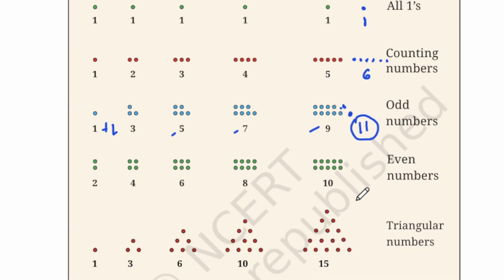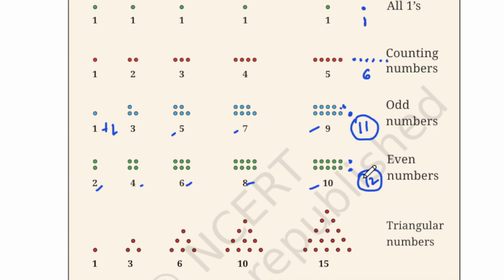So the next is even numbers. Even numbers are numbers which are divisible by 2. So we have 2, 4, 6, 8 and 10. So next one is 12. So this one is the next pattern. Students, once you are doing it in your notebook, do the entire 12.